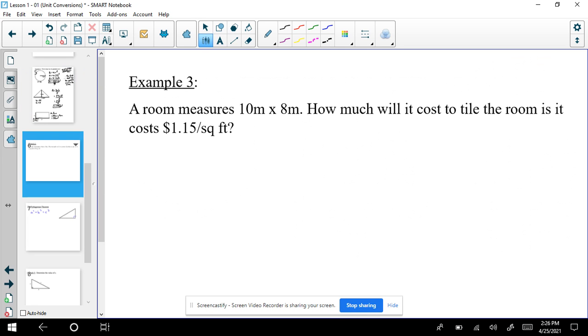We have one other question for area. So I have an example 3. A room measures 10 meters by 8 meters. How much will it cost to tile the room? That's supposed to say if it costs $1.15 per square foot. Oh my goodness, $1.15 per square foot. Right. So what do we have to do first?